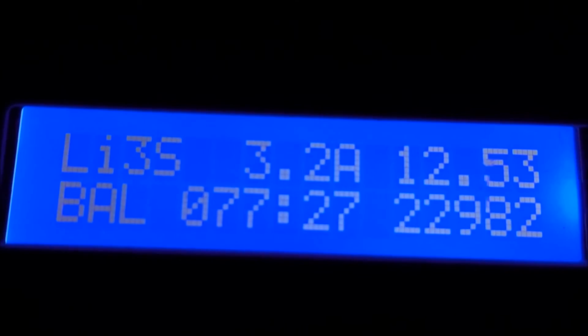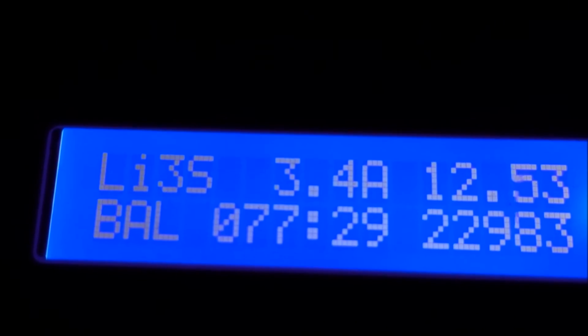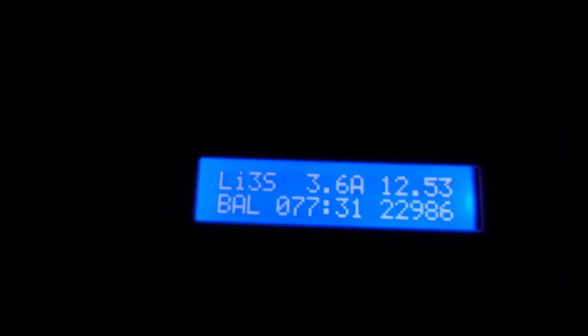There we go. Get some focus happening here. 23 amp hours over. It looks like we're gonna get 24 amp hours charge into this battery. Let's look at the balance here. One cell's a little higher than the rest, but that's okay. We're balancing it.